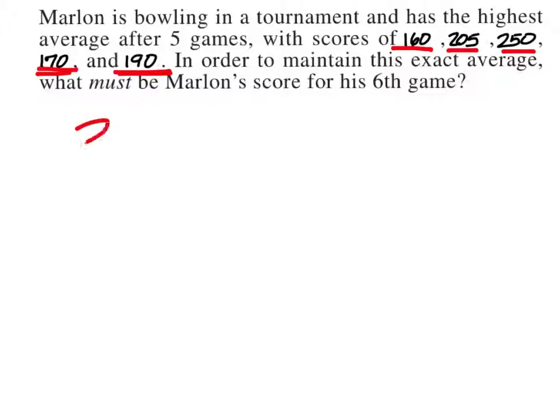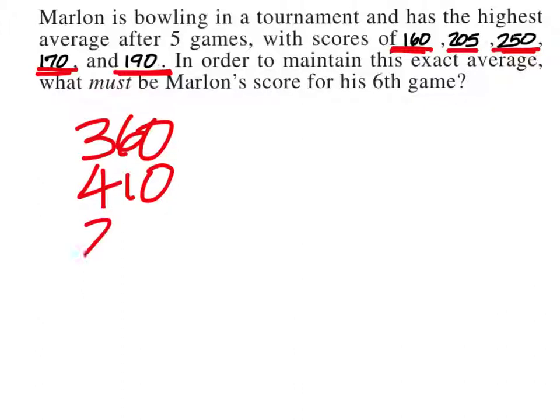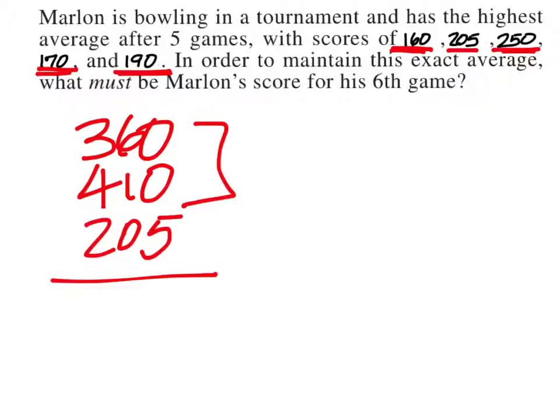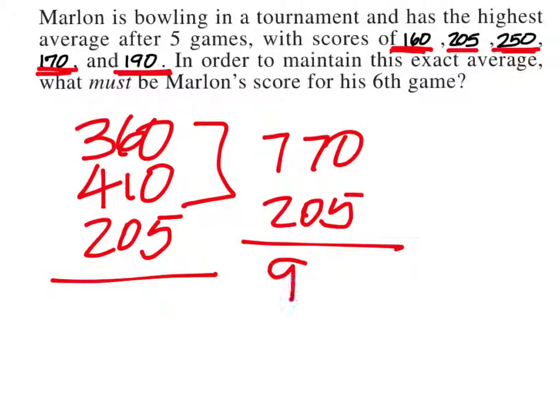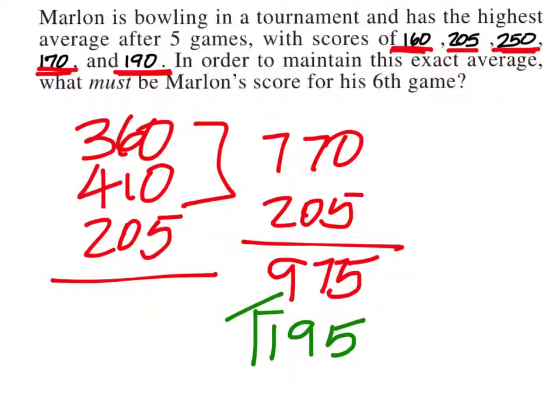These two added up together will be 360, and these two added up are 410, and then the 205 is last. These two together will give you 770, and then with the 205 is 975. If you divide 975 by 5, 5 will go into the 9 once with 4 left over, and then 5 into 47 9 times with 2 left over. It'll be 195, and he has to have a 195 to maintain that average on his 6th game.